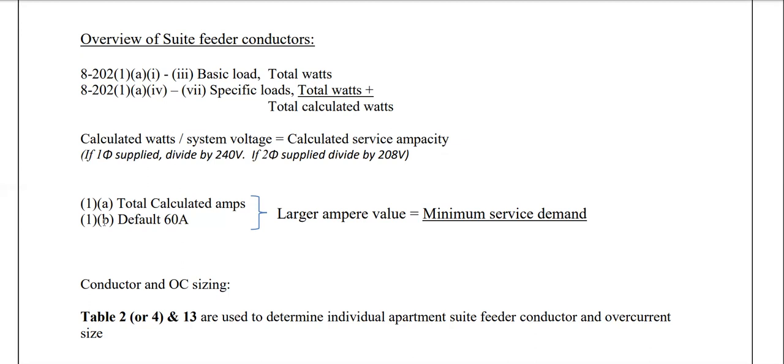We then refer to 1(b) because the consumer service feeder is really, again, a determination on which of two numbers is larger, total calculated amps or default amps. The larger amp value equals the minimum service demand, and we use Table 2 or 4 and 13 for the overcurrent.